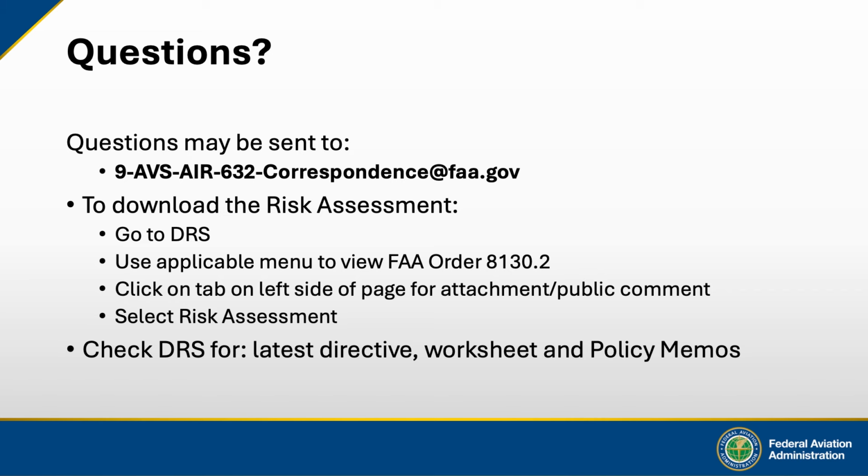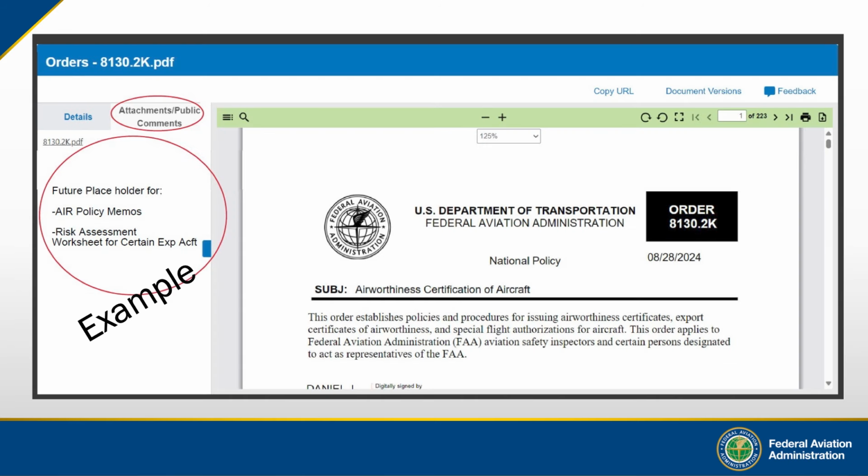The risk assessment worksheet may be downloaded from the Dynamic Regulatory System by using the applicable menu to view a current version of FAA Order 8130.2. Once open for viewing, please note the panel on the left side of the screen to DRS. The viewer should click on the Attachment and/or Public Comments tab to access the risk assessment for certain experimental aircraft operating limitations worksheet and instructions and associated policy memos.